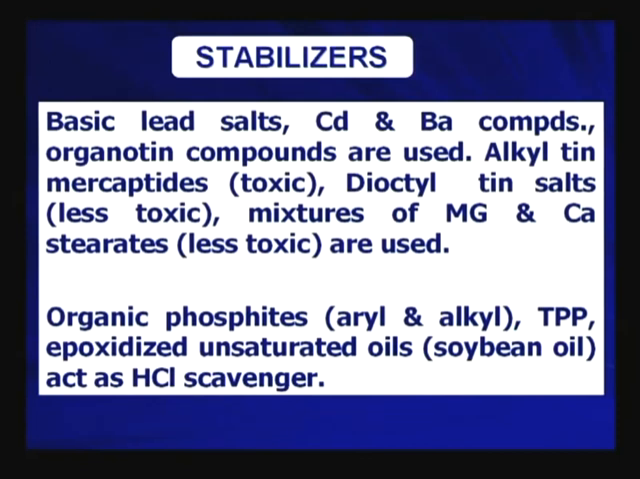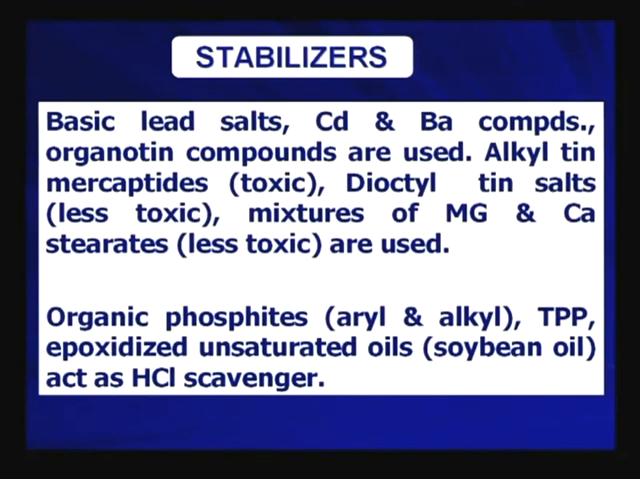Alkyl tin mercaptides are toxic, and dioctyl tin salts are also toxic, but with less toxicity. A mixture of magnesium and calcium stearates is also used. Organic phosphites, aryl alkyl phosphites, triphenyl phosphate, or epoxidized unsaturated oils, like soybean oil, act as HCl scavengers. So here you see, once the cadmium, barium, lead compounds are banned, these phosphites, organic compounds, or epoxidized unsaturated oils are used. Unsaturated oils contain fatty acid chains having some double bonds, and if there is a double bond, it can be epoxidized.